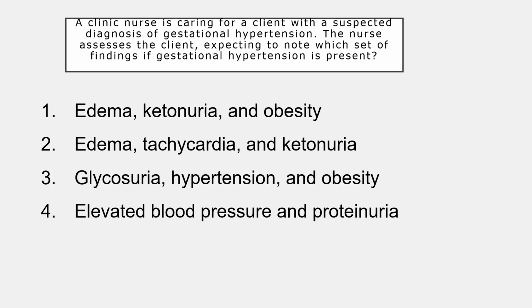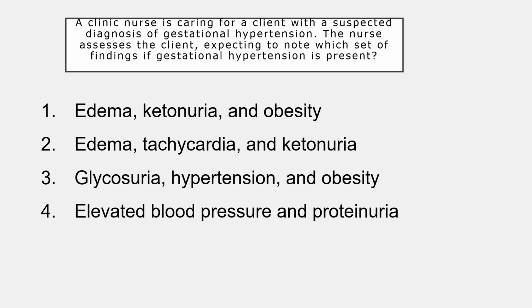The practice NCLEX question reads, a clinic nurse is caring for a client with a suspected diagnosis of gestational hypertension. The nurse assesses the client, expecting to find which set of findings if gestational hypertension is present. So, is it 1, edema, ketonuria, and obesity, 2, edema, tachycardia, and ketonuria, 3, glucosuria, hypertension, and obesity, or 4, elevated blood pressure and proteinuria.